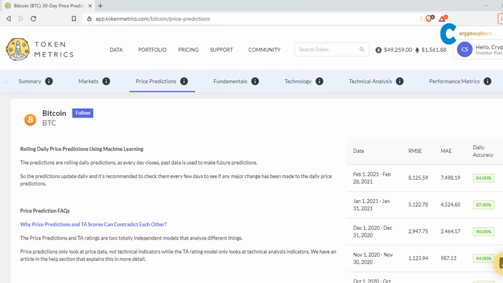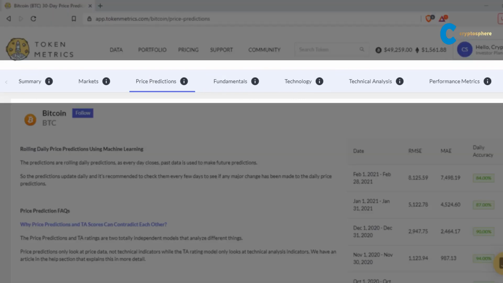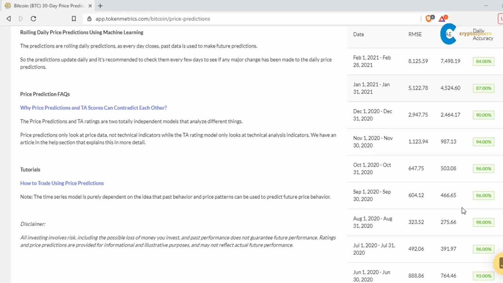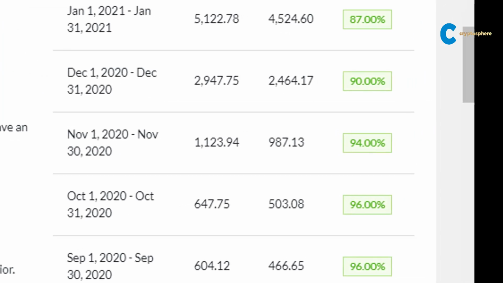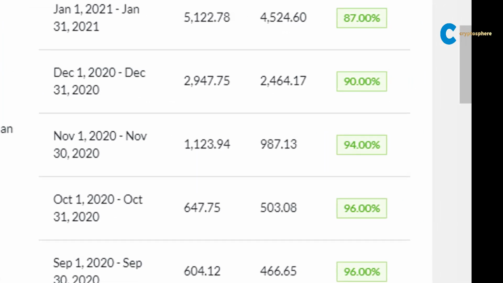With Token Metrics, you have a lot of data in one place. From fundamentals to technical analysis. Key information you will find on their website. With that being said, you can also check the accuracy of every price prediction over here. On average, it's close to 90%. That is a good number.